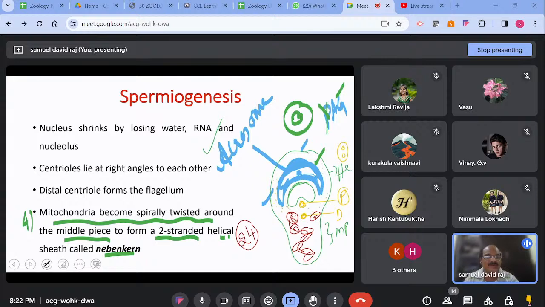And this is followed by a small neck region which is not yet distinguished. And from this, what happens is the distal centriole. This is the distal centriole. It acts as a basal body.